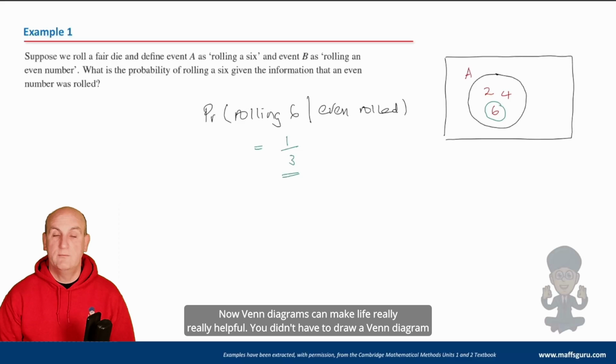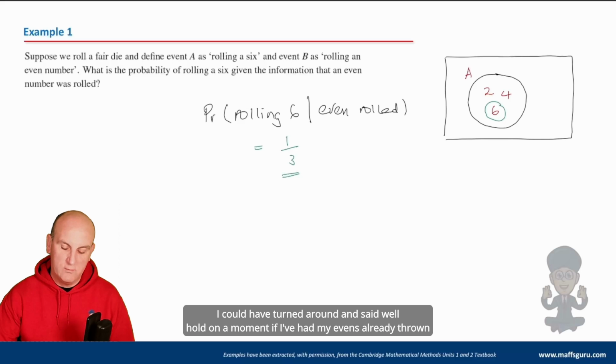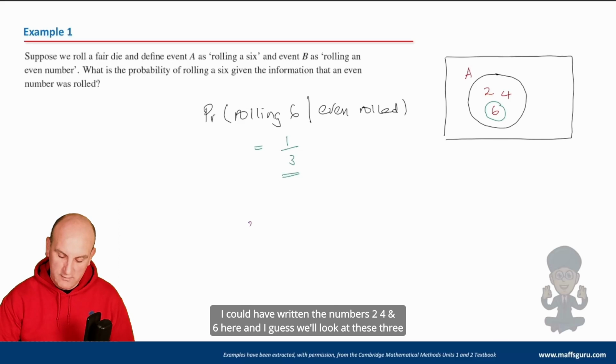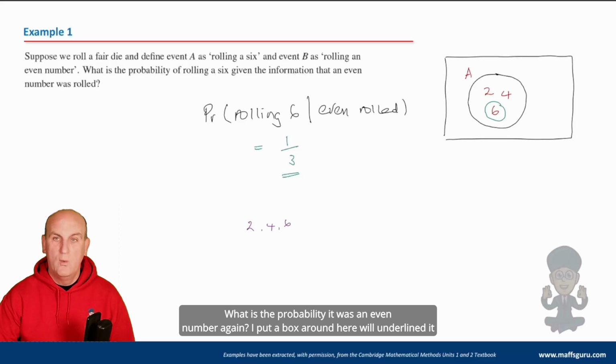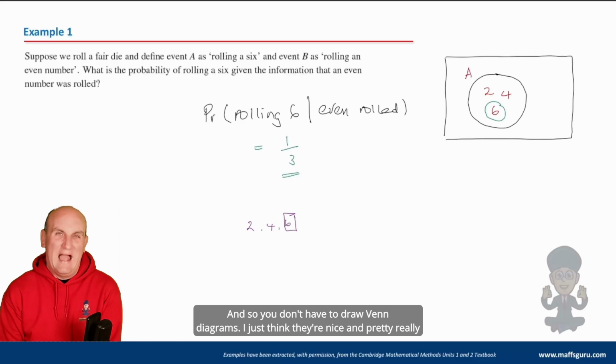Venn diagrams can make life really helpful, but you didn't have to draw one. I could have said, hold on a moment, if I've had my evens already thrown, I could have written the numbers 2, 4, and 6 here, and looked at these 3. What is the probability it was a 6? Again, I put a box around it or underlined it. So you don't have to draw Venn diagrams. I just think they're nice and pretty.